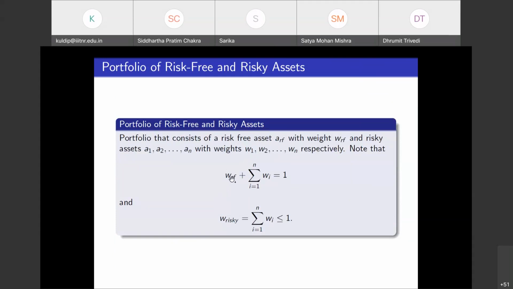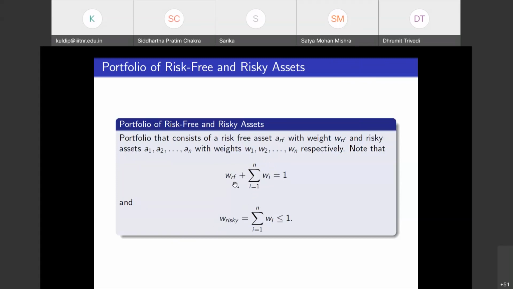So this means that WRF, the weight of the risk-free asset, plus the weights of all the risky assets must be equal to 1. So in the Markowitz framework, only summation WI is equal to 1, but in the CAPM framework, summation WI plus WRF is going to be equal to 1. And then I define W risky to be equal to the summation of WI, that is the sum of the weights of the risky assets. That means the fraction of money that you have put in risky assets. What is W risky?